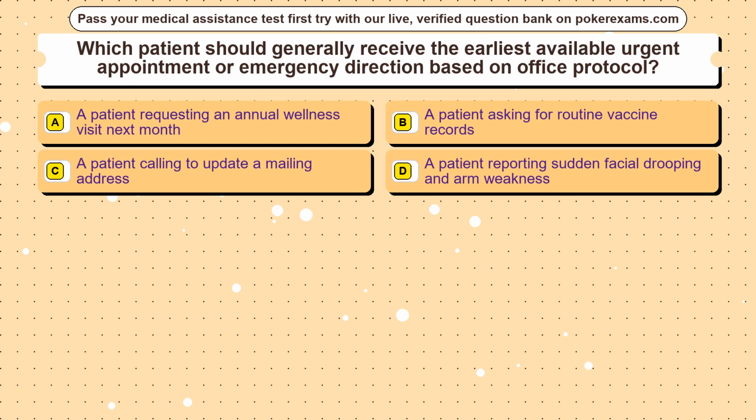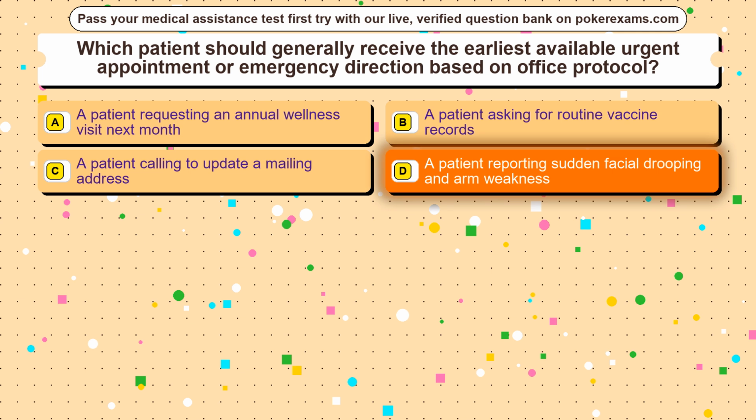Question 42. Which patient should generally receive the earliest available urgent appointment or emergency direction based on office protocol? Option A. A patient requesting an annual wellness visit next month. Option B. A patient asking for routine vaccine records. Option C. A patient calling to update a mailing address. Option D. A patient reporting sudden facial drooping and arm weakness.